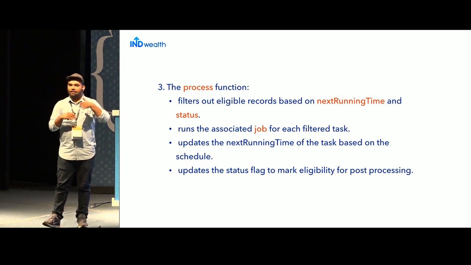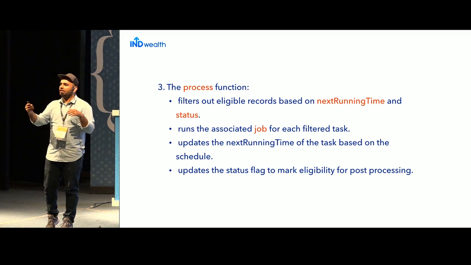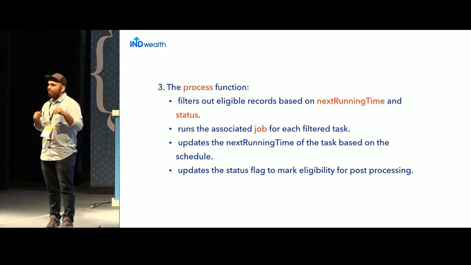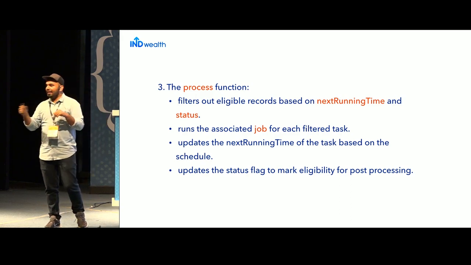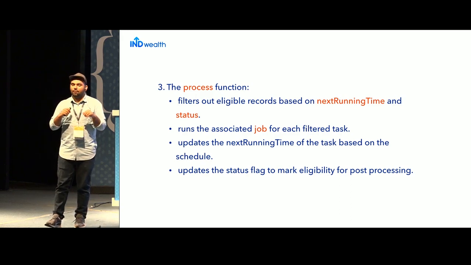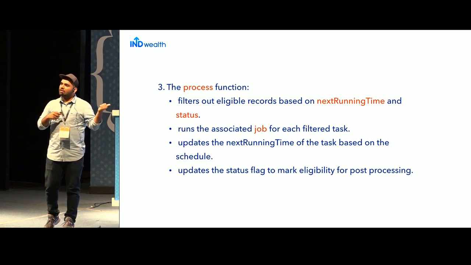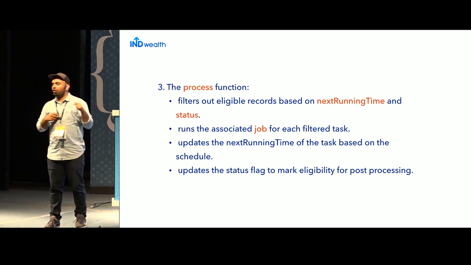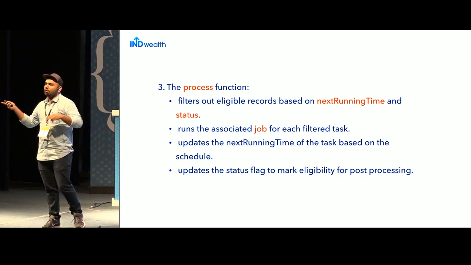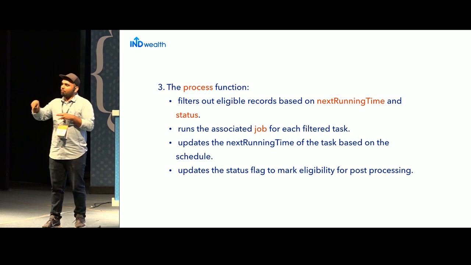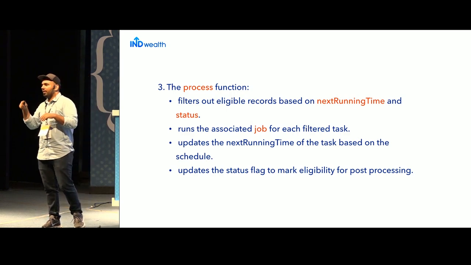So just to reiterate the entire flow, a user came in and created a task with us by specifying a schedule and a job. As soon as their task was created, we computed certain properties like next running time and status for him. There's a system level cron that gets triggered, which filters out eligible records based on those properties. It runs the associated jobs for each of those filtered tasks and then updates those properties so that it gets picked up again when the process function gets triggered again.